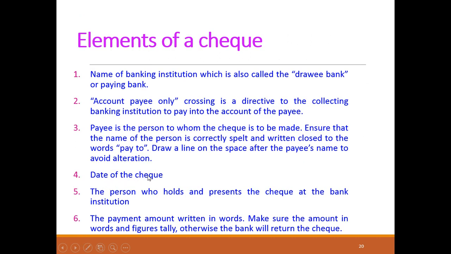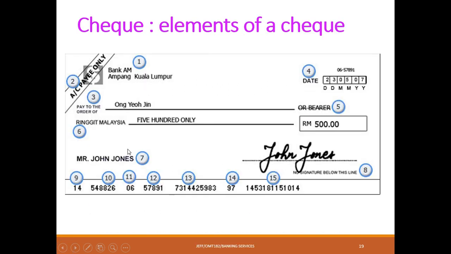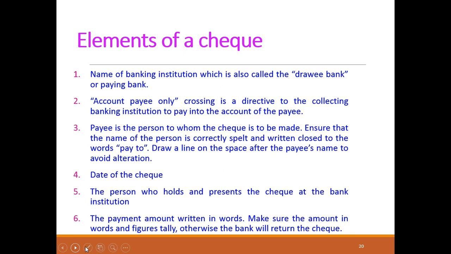Okay, and then date of the cheque, number 4. Okay, number 5, the person who holds and presents the cheque at the banking institution, which is bearer. Let's say korang minta orang lain yang tolong, bearer ni kan. Okay, so orang lain untuk clearkan cheque tu. Okay, number 6, the payment amount written in words, make sure the amount in words and figure tally. Okay, otherwise the bank will return the cheque. Okay, so make sure kalau amount dia 500, so bila korang written in words pun sama, RM500.